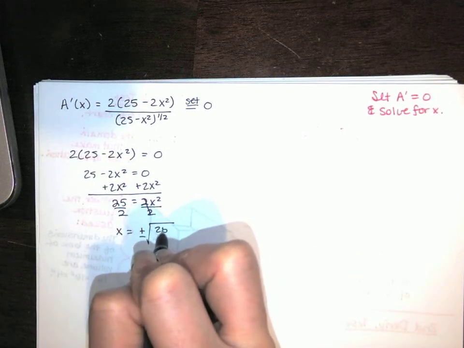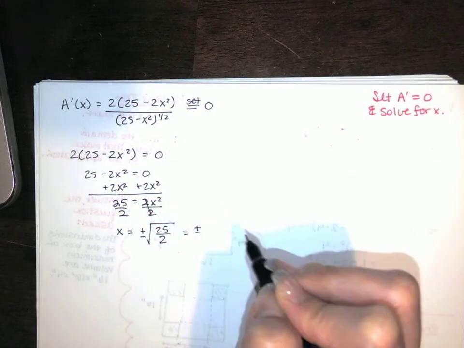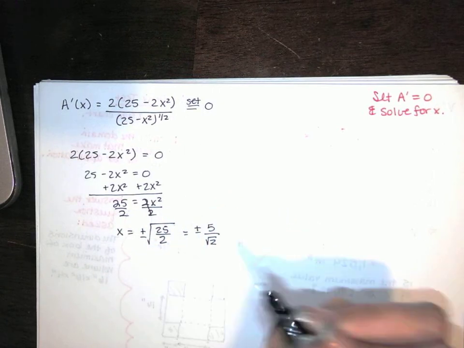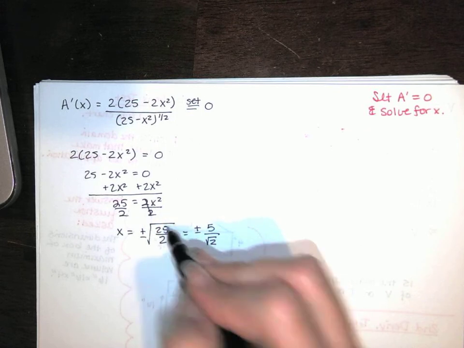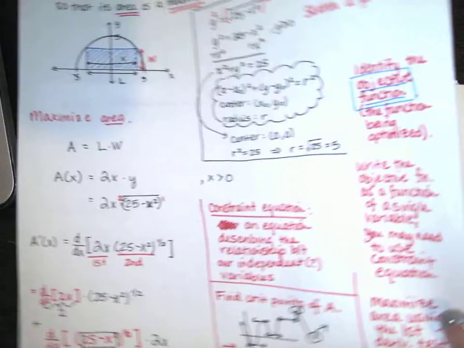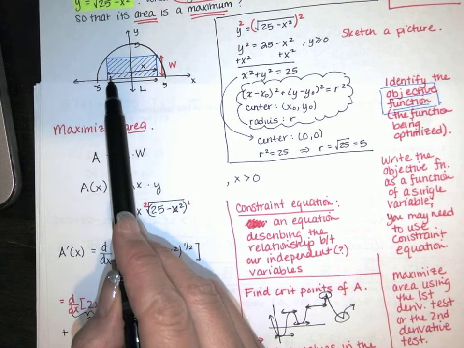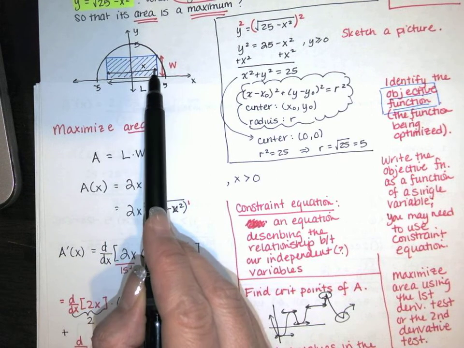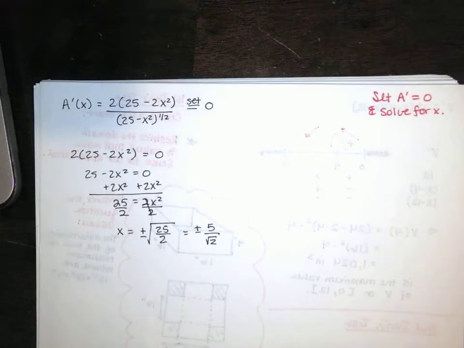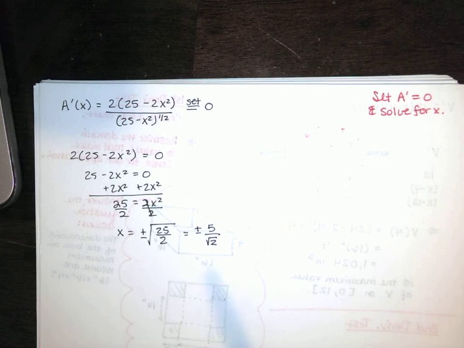Now, from an algebraic perspective, I would need a plus or minus there. I get x equals plus or minus square root of 25, which is 5, over square root of 2. It's because the square root of a fraction is the square root of the numerator over the square root of the denominator. Now we said earlier, if this is x, then the length is 2x. So we chose to make x be positive so that we could double it and get a length. So given that restriction, I don't need this negative 5 over root 2. I'll just keep the positive one.